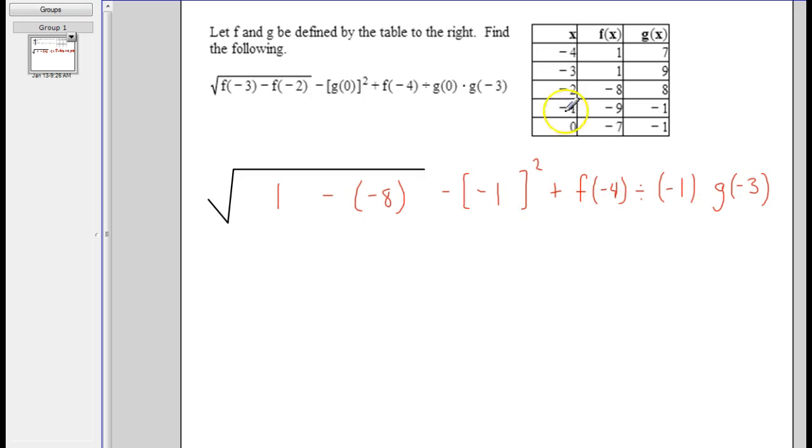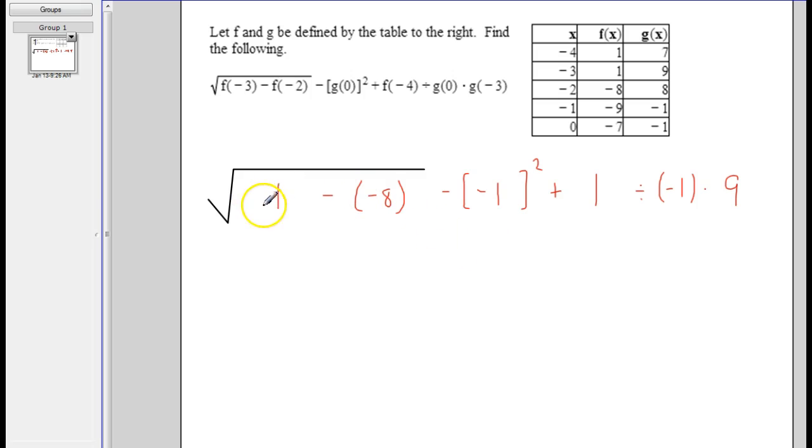Okay, now f of -4, there's -4. Right beside it under f, that's 1. So I'm going to replace f of -4 with 1. Okay, there's -1. This is times right here. G of -3, there's -3. Go all the way over here to get g of -3. So that's a 9. So I'm going to replace g of -3 with what it's equal to, which is just a number 9.